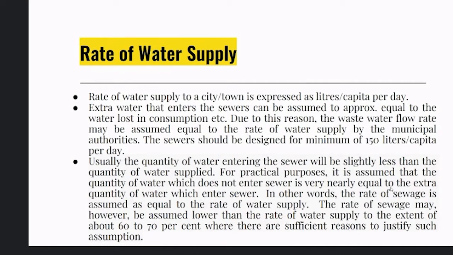So next one is the extra water that enters the sewers can be assumed to be approximately equal to the water loss in consumption, etc. Due to this reason, the wastewater flow rate may be assumed equal to the rate of water supply by the municipal authorities. The sewers should be designed for a minimum of 150 liters per capita per day.